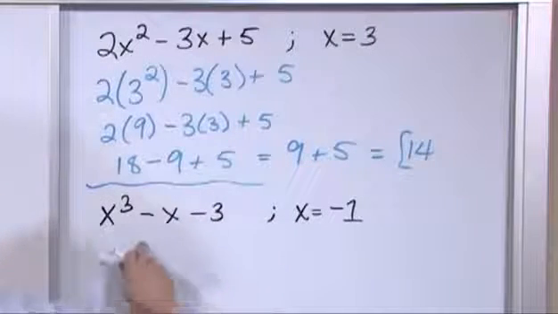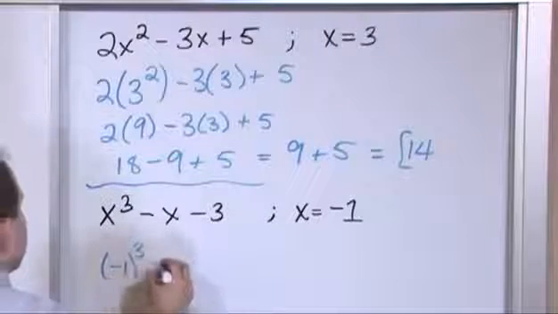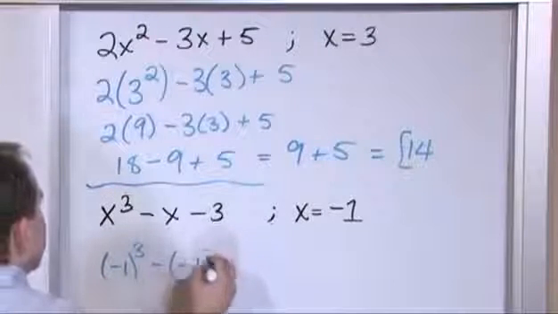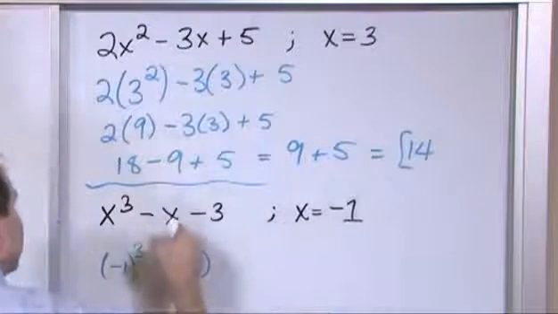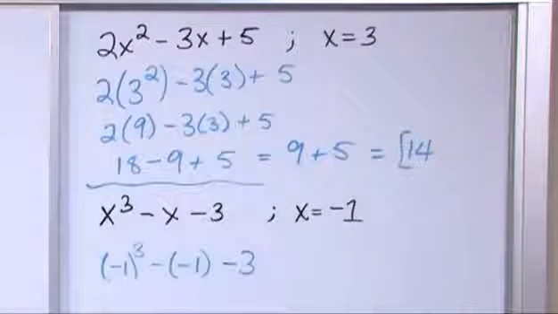So let's take x and stick it where it belongs. We'll have (-1) cubed minus (-1), because this is x, this is -1 going in there, minus 3. Now I want you to take a second and truly watch what I've done here, because this is another thing that students do a lot.